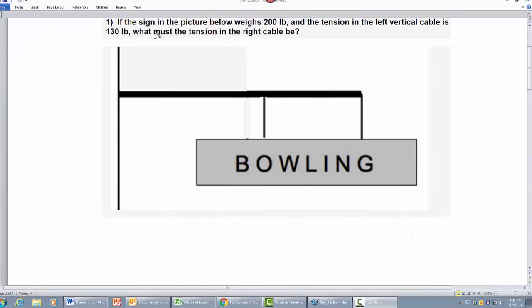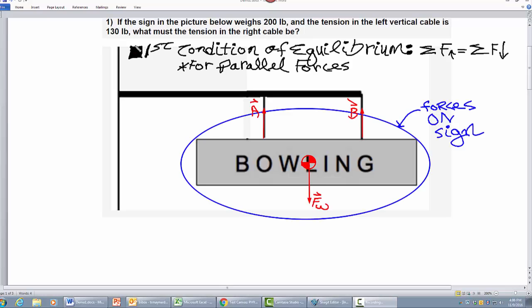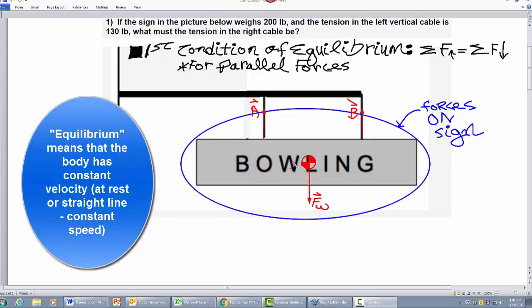Demonstration problem. If the sign in the picture below weighs 200 pounds and the tension in the left vertical cable is 130 pounds, what must the tension in the right cable be? To answer this question, we need to know that the sign is in equilibrium.